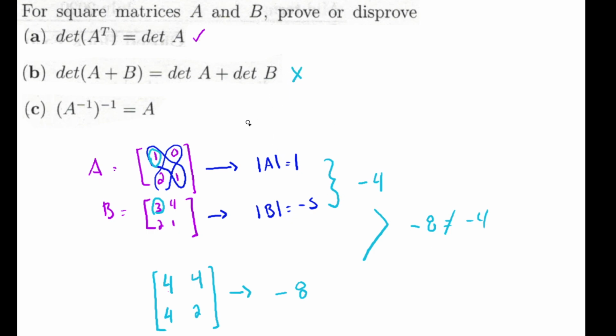If it doesn't work for one case, it's not going to be true. Maybe it works for the exception, but because we've disproven it once, it's disproven.